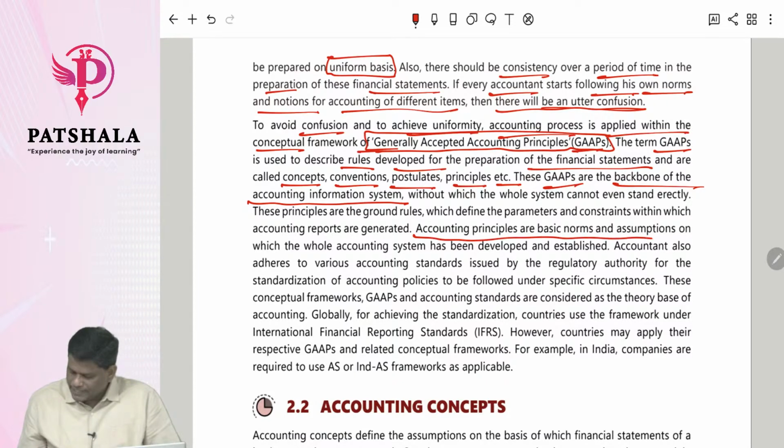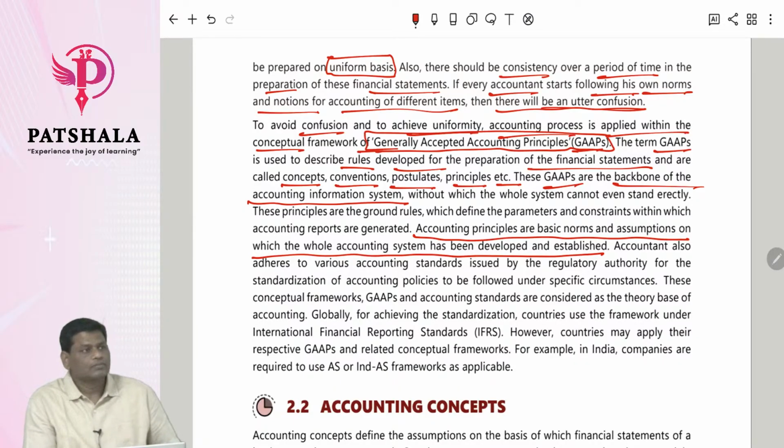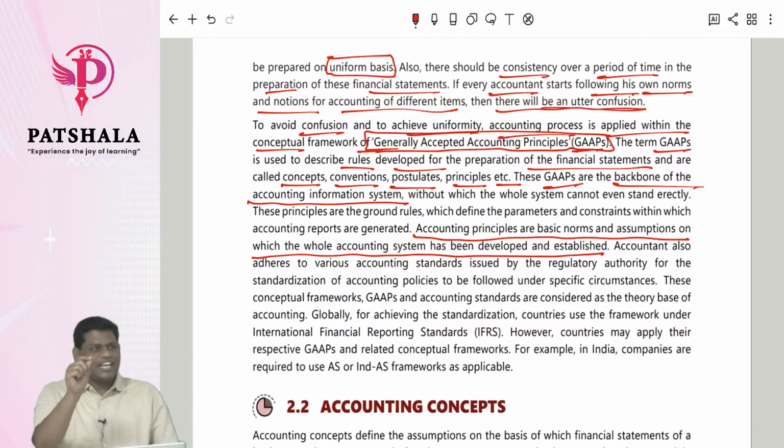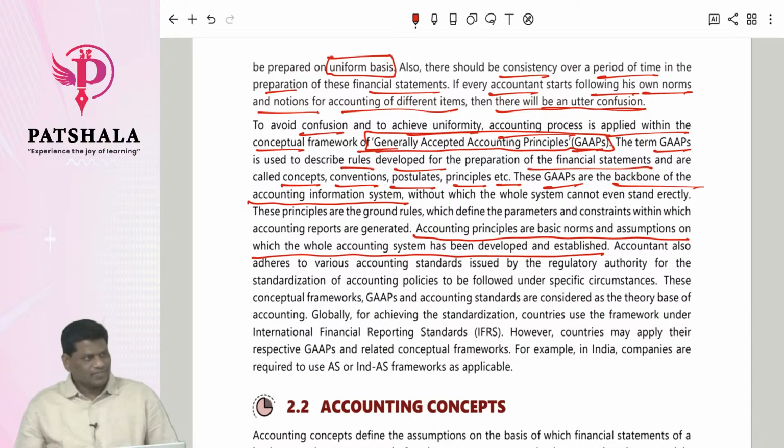Accounting principles are basic norms and assumptions on which the whole accounting system is developed. If someone asks you a question, why is accounting like this, what we normally do is say, that's how it is, just do it. But that is wrong. There is nothing like that. There is a rule for it, there is a regulation for it. If someone has not told you, it means they don't know the principles. In principles, it is very clearly written. Accountants also adhere to various accounting standards.